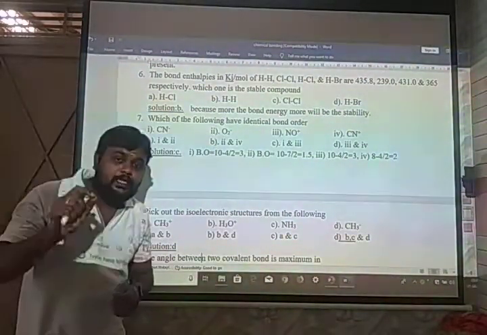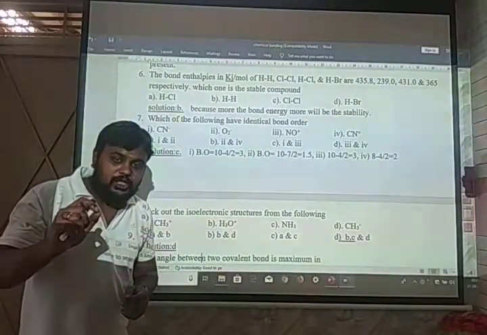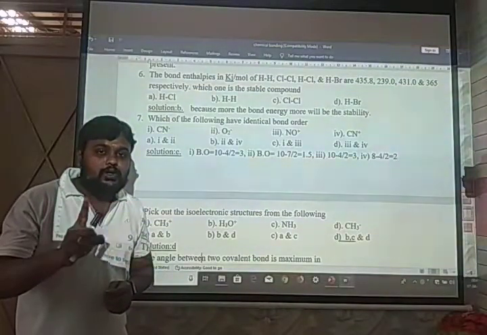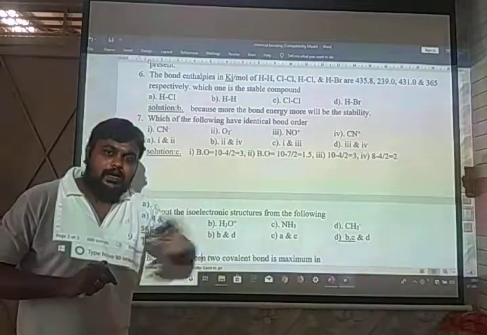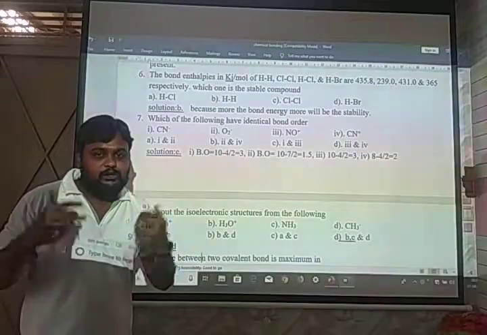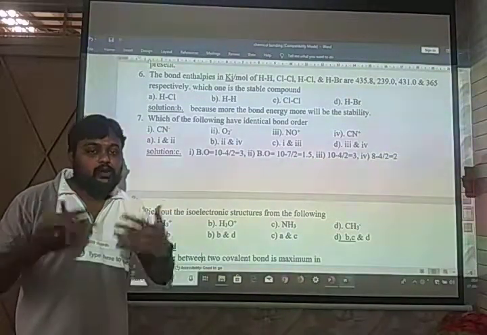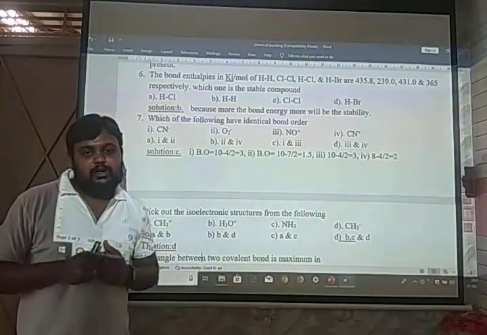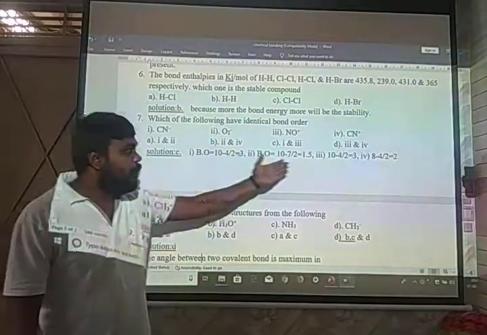Once again I will repeat here. To find the bond order, you have to write the electronic configuration of a molecule using the energy level diagram. I told you, for molecules containing 14 or fewer electrons, we have one order, and for molecules containing more than 14, we have another order. If you go through the electronic configuration of the molecule, only then can you find the number of bonding electrons and anti-bonding electrons.